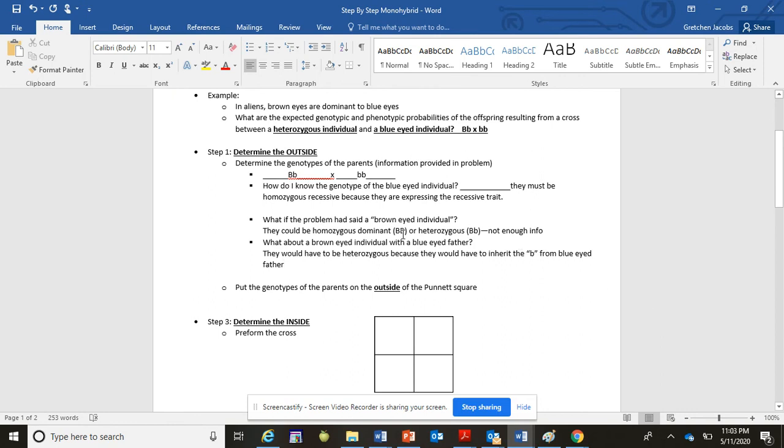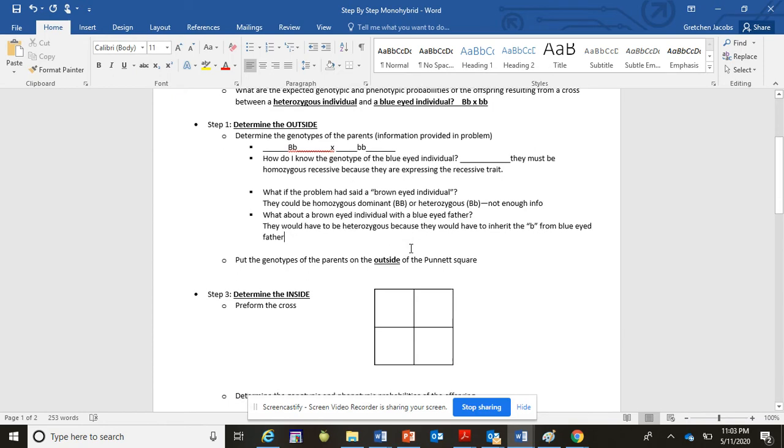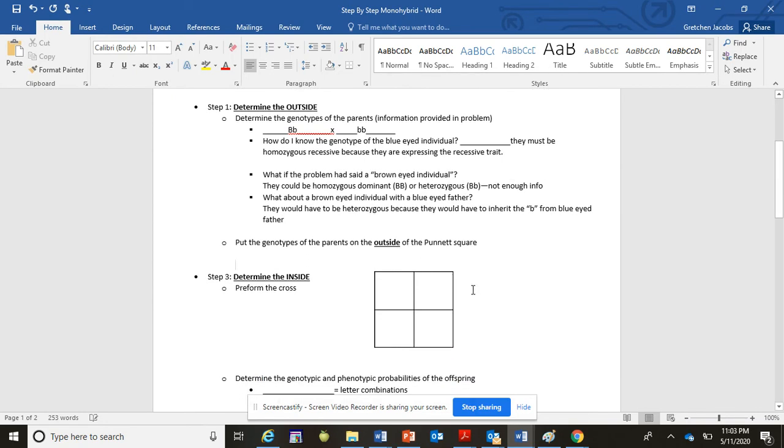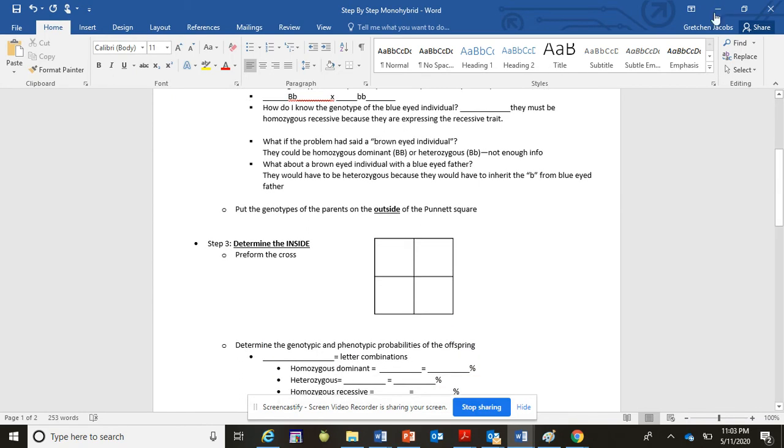So after we've determined what the genotypes of the parents are, then we're going to set it up by putting the genotype of the parents on the outside. So I'm going to open Paint and do that here again.